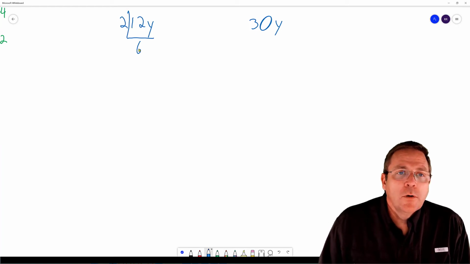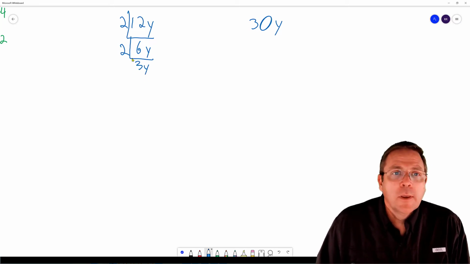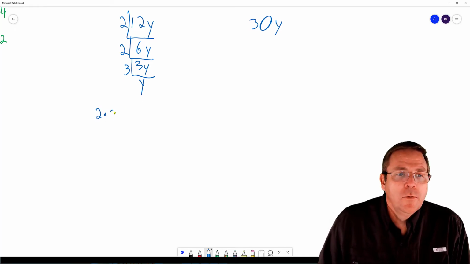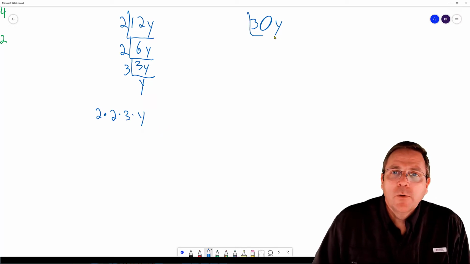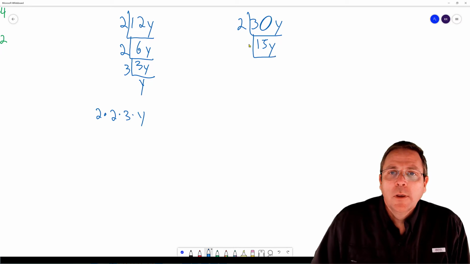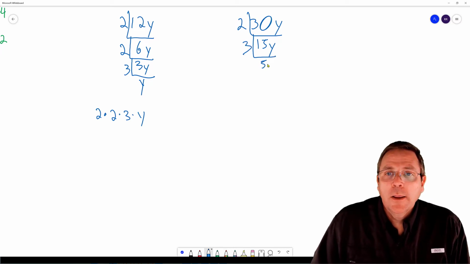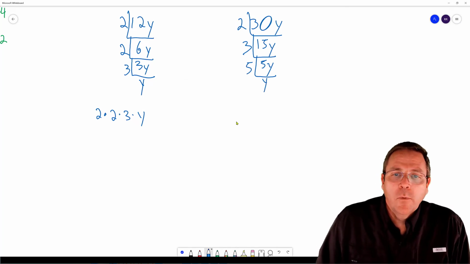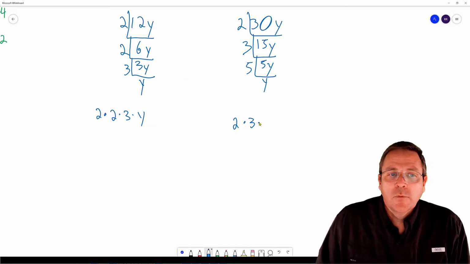2 goes into 12y, 6y times. 2 goes into 6y, 3y times. And 3 goes into 3y, y times. So that's 2 times 2 times 3 times y. For 30y, 2 goes into 30y, 15y times. 3 goes into 15y, 5y times. And 5 goes into 5y, y times. So that's 2 times 3 times 5 times y.